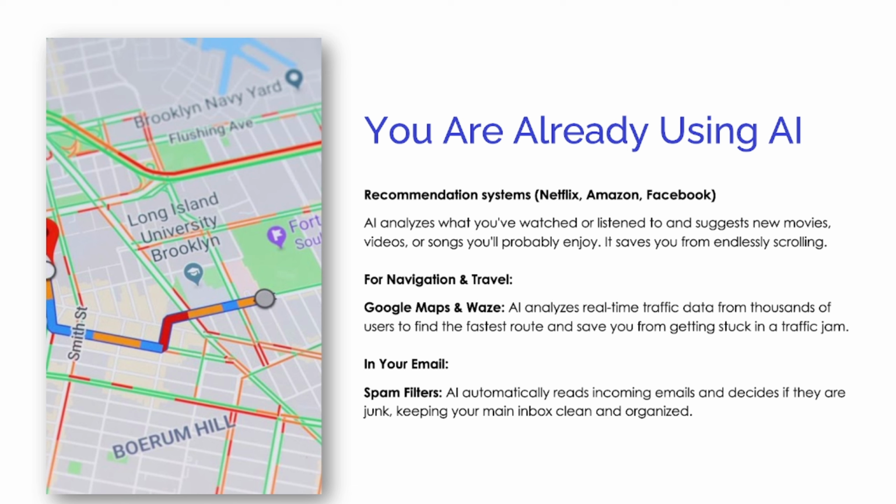So now check the next thing in your email. Spam filters. AI automatically reads incoming emails and decides if they are junk, keeping your main inbox clean and organized. Yes, there are some emails that don't come to your main inbox. But it is through the principle of AI that AI helps to filter the ones that you need and those that are spams. All these websites that spam you, the AI puts those things in the junk spam folders, simplifies them for you. Instead of you coming to use your hand to filter them, the AI does it. Your email does it for you by default.